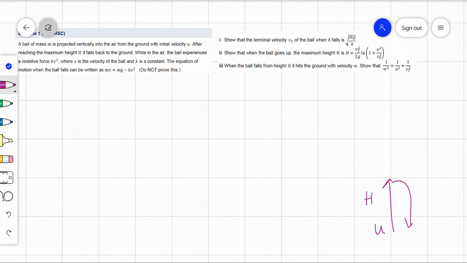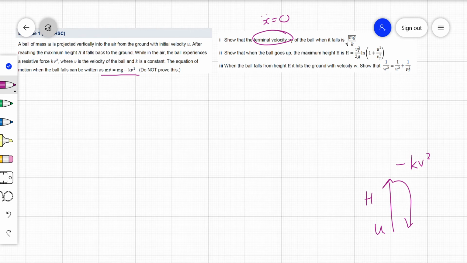While in the air, it has a resistive force of kv squared, where v is the velocity of the ball, k is a constant. The equation of motion when the ball falls can be written as this. Alright, so we're going to use that. Now, first of all, we're interested in the terminal velocity. Now we know for terminal velocity, that means the acceleration is equal to 0. So let's do that first, because that should be the easiest thing to do.